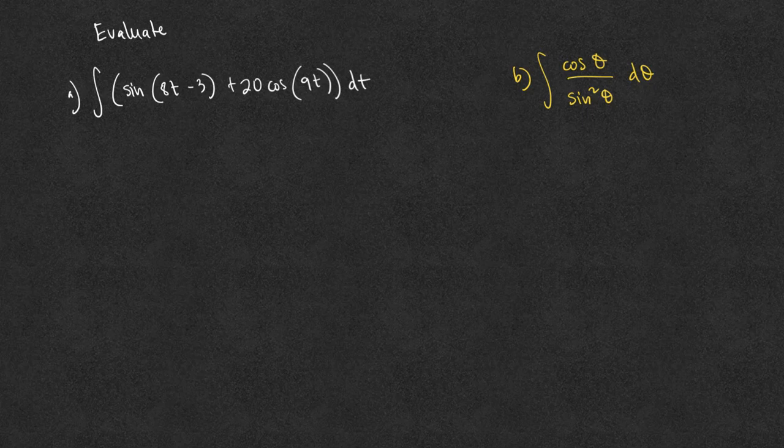Evaluate the integral of sine of 8t minus 3 plus 20 cosine of 9t dt. And the second part, the integral of cosine of theta over sine squared theta d theta.